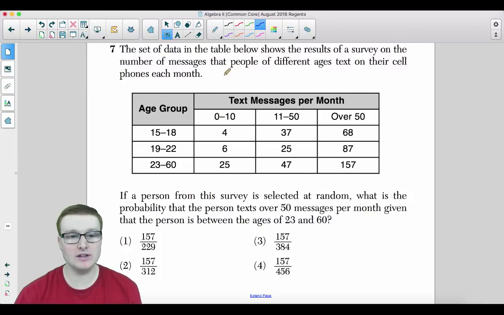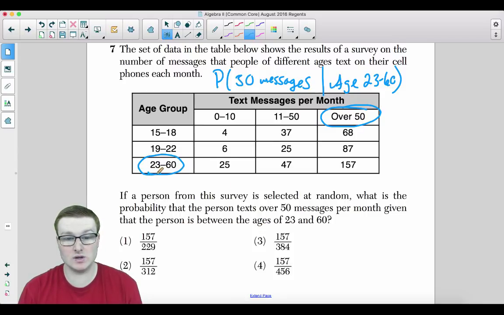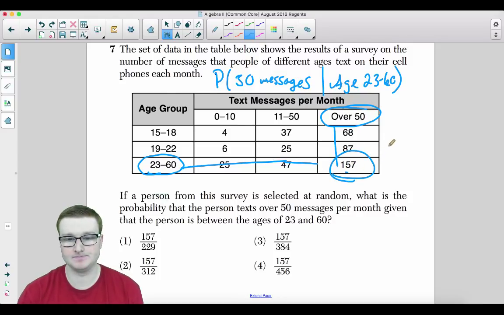Okay, so what we're really finding is the probability of over 50 messages, given that the age is between 23 and 60. So over 50 messages a month is in this column. And the person is in between the ages of 23 to 60. If you go across the row and the column, you get 157 people.